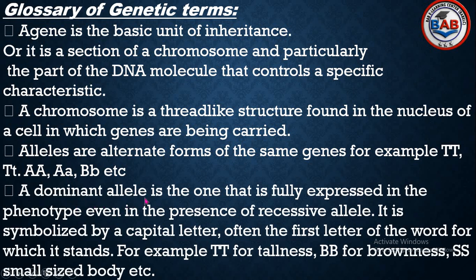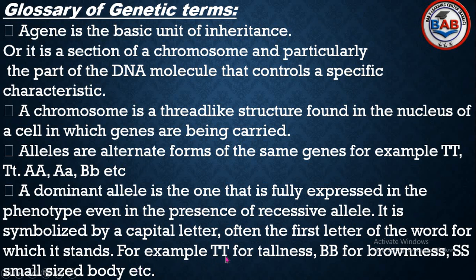A dominant allele is the one that is fully expressed in the phenotype, even in the presence of a recessive allele. It is symbolized by a capital letter, often the first letter of the word for which it stands. For example, capital TT for tallness, capital BB for brownness, capital SS for small-sized body.